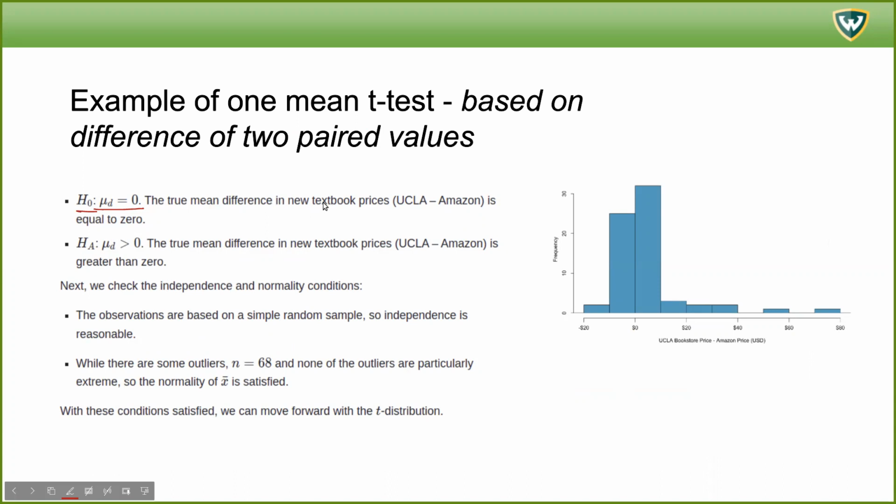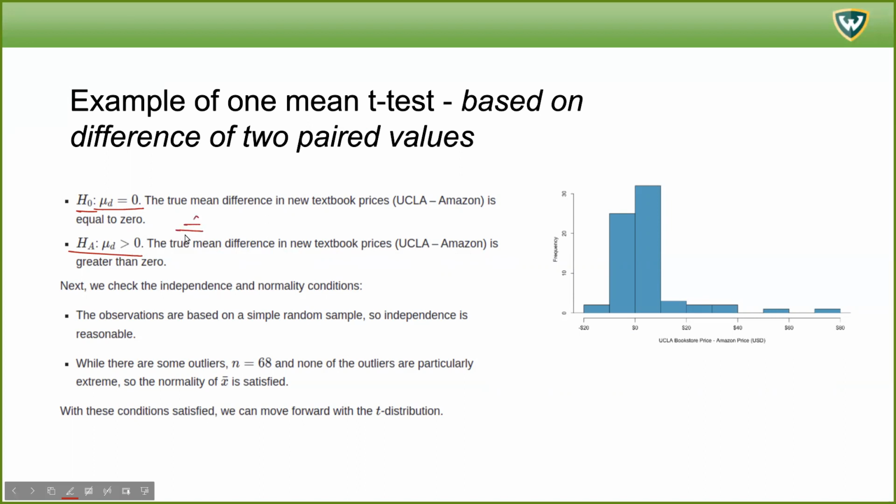That's our null expectation: the true mean difference in the new textbook prices is equal to 0. But we're going to set up a hypothesis that our hunch is that the difference is above 0. If you're subtracting UCLA minus Amazon, that means UCLA is more expensive. You're testing that UCLA is more expensive.